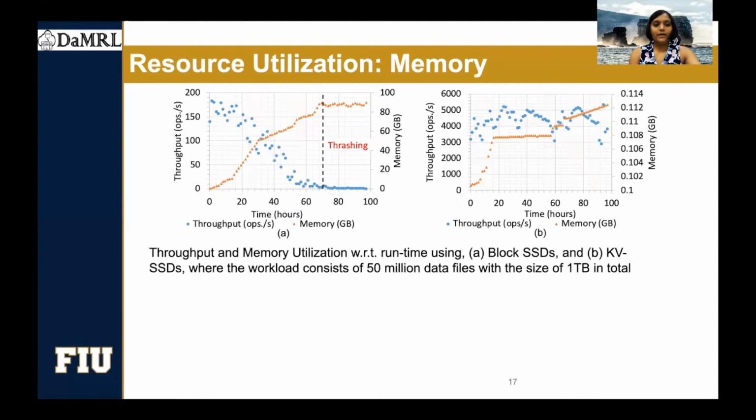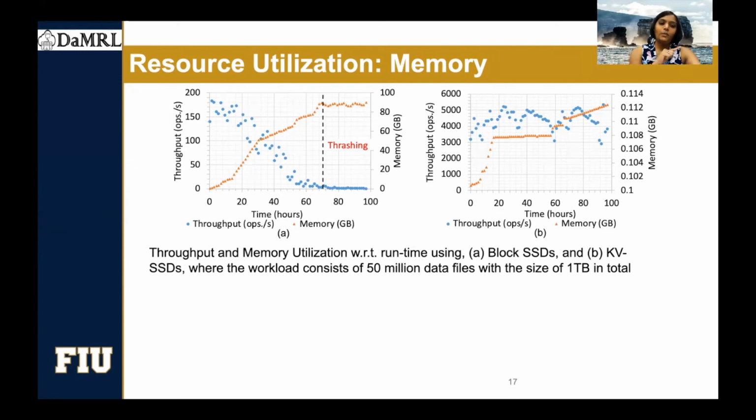Now, let's look at resource utilization. Here we compare the throughput on the left-hand side y-axis, and the right-hand side y-axis is the memory consumed. The memory cap of the system is 100 GB. The orange line shows the memory consumed at runtime, and the blue dot shows the throughput of the application. This experiment was conducted for a long duration. By long, I mean a couple of days. As you observe the x-axis, that's the time in hours. So 24 hours makes one day, right? So definitely a couple of days with 100 hours.